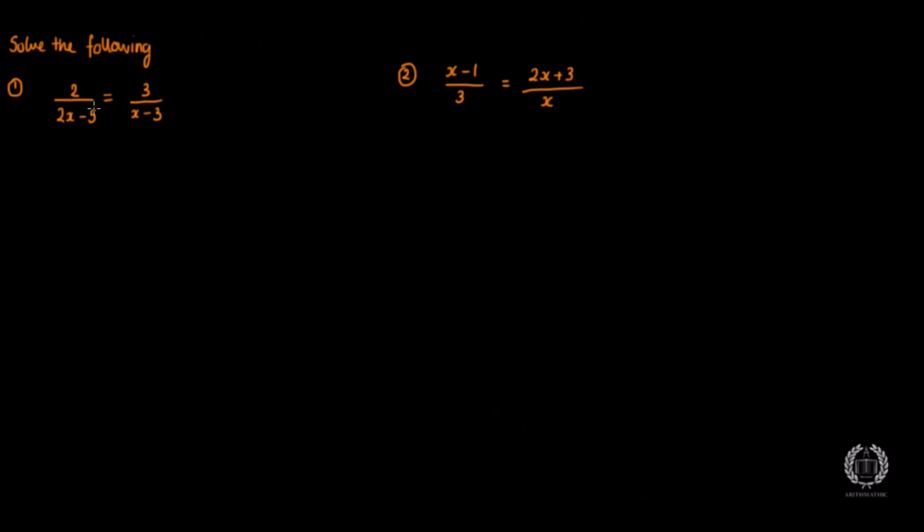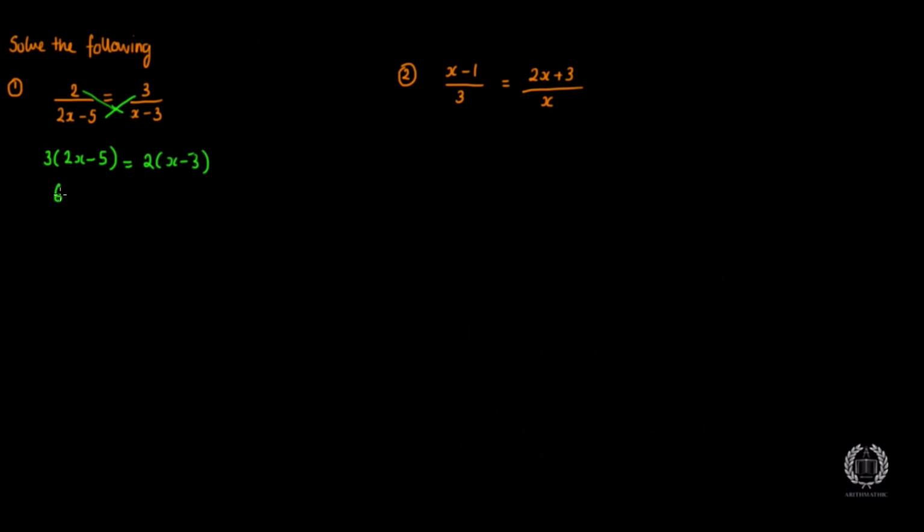Right, so what we're going to do straight away now is just cross multiply. We're going to cross multiply this 3 by the 2x minus 5. So we're going to have 3 bracket 2x minus 5, close the bracket, equals 2. And now we're going to cross multiply this 2 by x minus 3. So we're going to have 2 bracket x minus 3. And now we're going to expand.